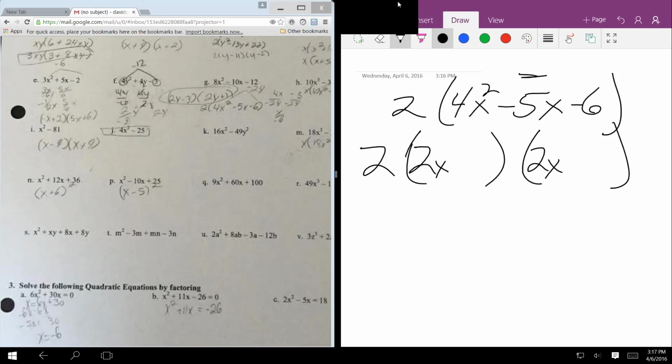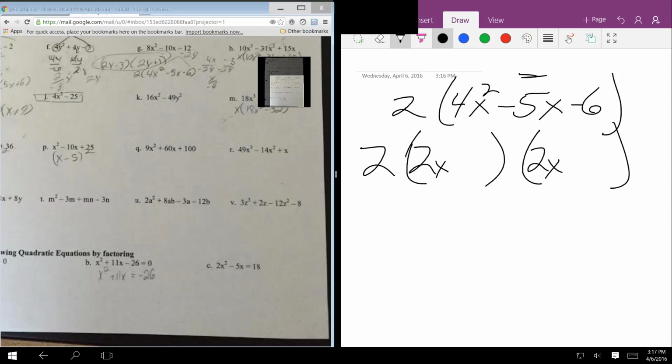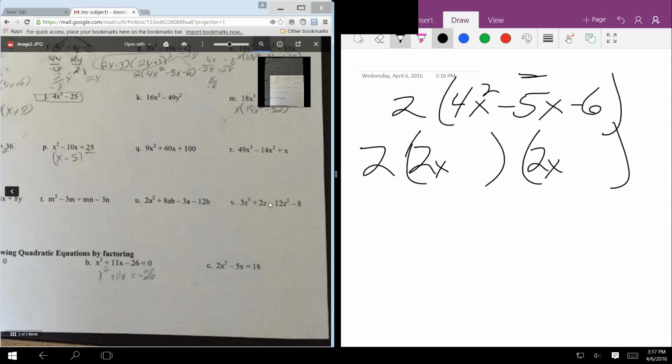Wait, what if 4x was cubed instead of squared? How would you do that? You wouldn't do it this way. This is only done for quadratics, not cubics. Cubics are a whole new ball game. Unless you can reduce the cubic to a quadratic.